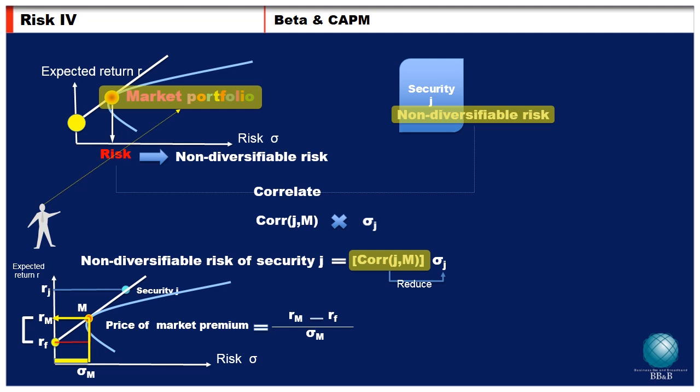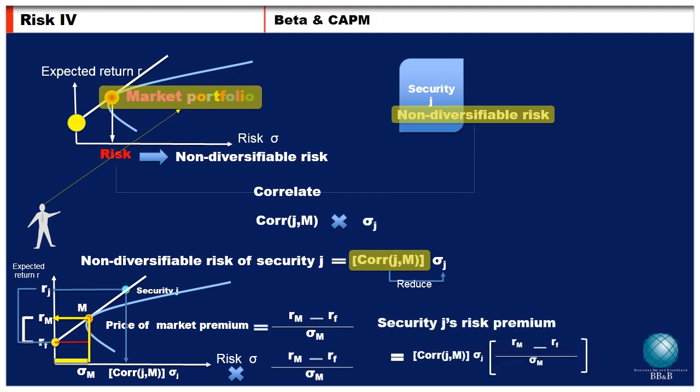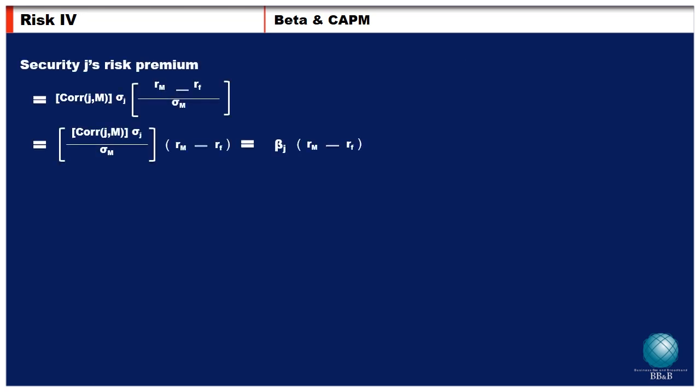Therefore, security J's risk premium, the amount above the riskless return, is its non-diversifiable risk times the slope of the capital market line. The mathematical expressions look like these. Please look over each formula. In the formula, this part is called beta. A stock's beta is a measure of its non-diversifiable market risk.